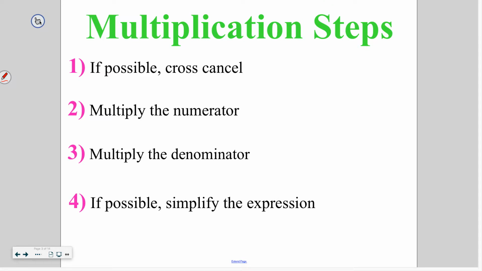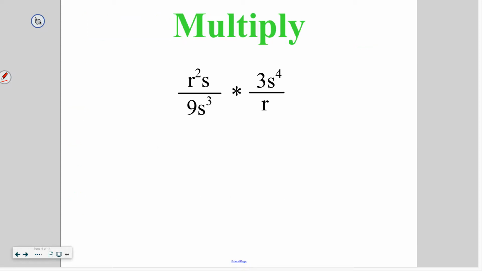So, multiplication steps are similar to how you would multiply any fraction. First, you're going to have to cross-cancel or cross-reduce if possible. Then you multiply the numerator values, multiply the denominator values, and simplify if you still can. So, for example, I have r squared s over 9s to the third times 3s to the fourth over r.